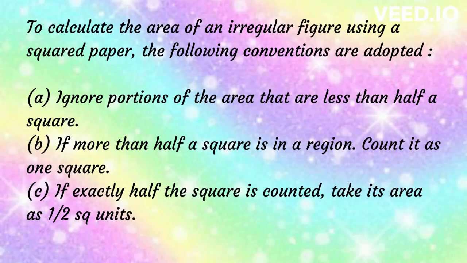The following conventions are also adopted: ignoring portions of the area that are less than half a square, and counting as one square if more than half a square is in a region. If exactly half the square is counted, take its area as half square units.